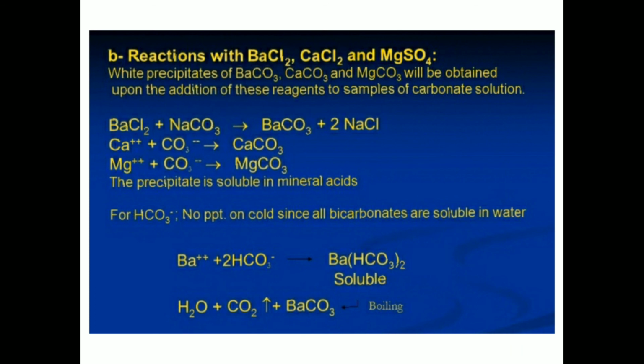BaCl2 + Na2CO3 gives BaCO3 + NaCl. Ca2+ + CO3 2- → CaCO3. Mg2+ + CO3 2- → MgCO3. The precipitate is soluble in mineral acid. For HCO3-, no precipitate in the cold, as all bicarbonates are soluble in water. Ba2+ + 2HCO3- → Ba(HCO3)2 soluble; on boiling, H2O + CO2 evolved plus BaCO3.